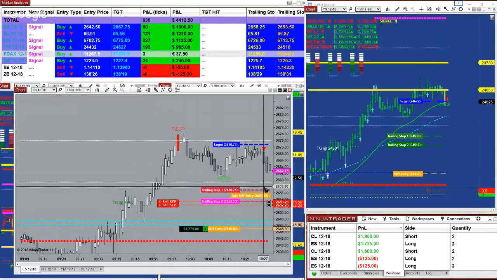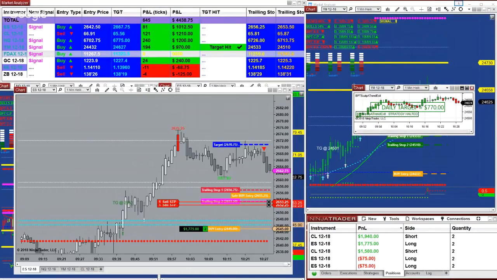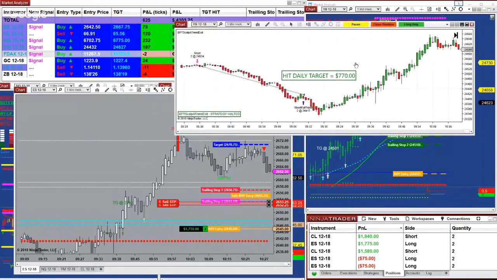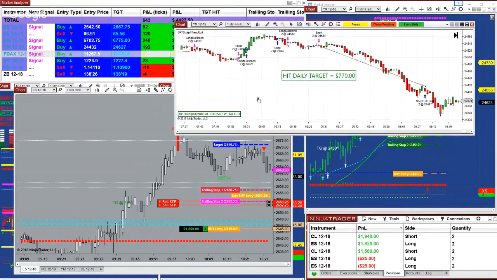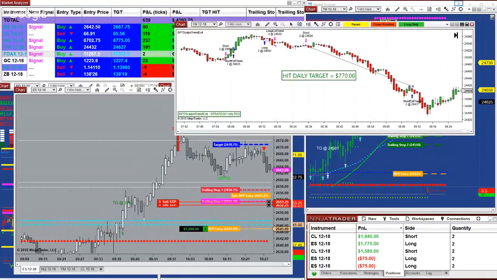Now we're coming to the pullback re-entry when everybody wants to go short. We will be going long. Simple as that. While we are waiting, let's cover the 1 minute. It already hit the target. There's a little chop on it, two, three trades.